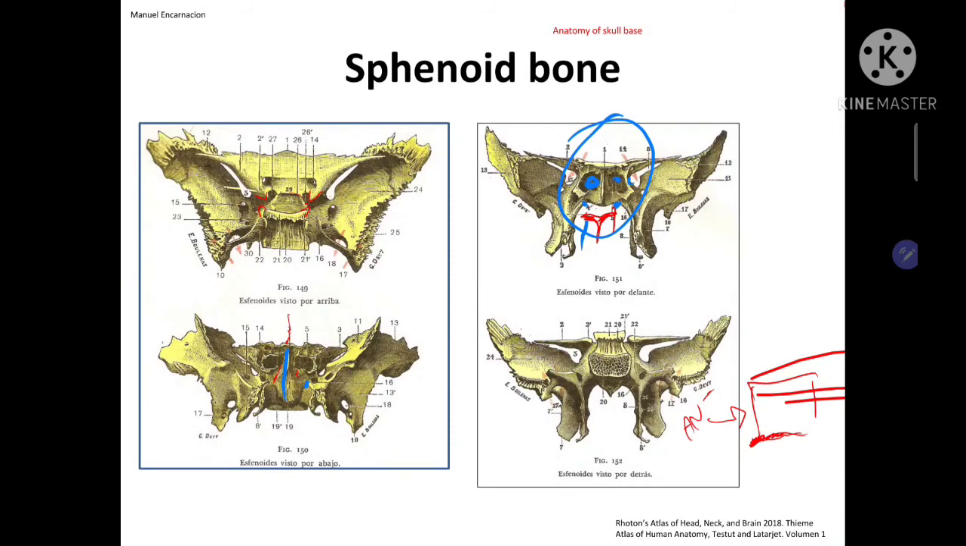So the posterior surface is, you can see it here. This body part is oblique and it's a quadrilateral surface. This part is attached to the occipital bone. Usually in adults, these two parts of the bones, the posterior surface of the body of the sphenoid and the clivus, are attached. Okay, in the adults.